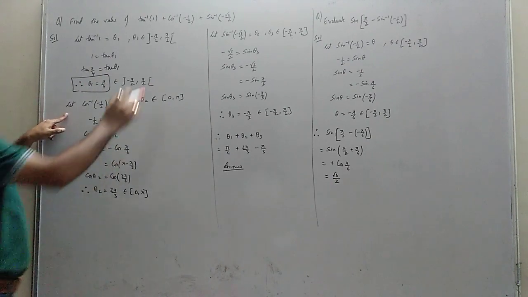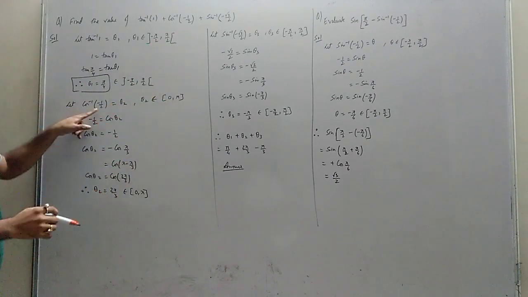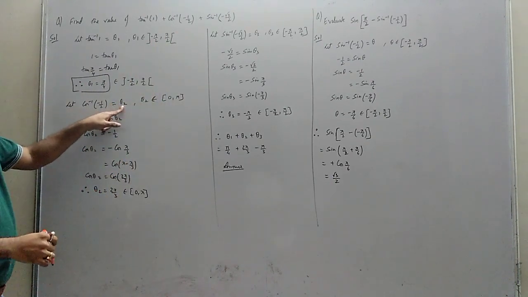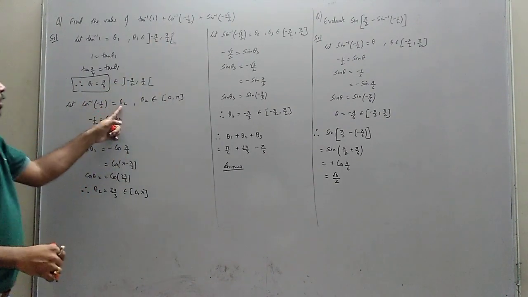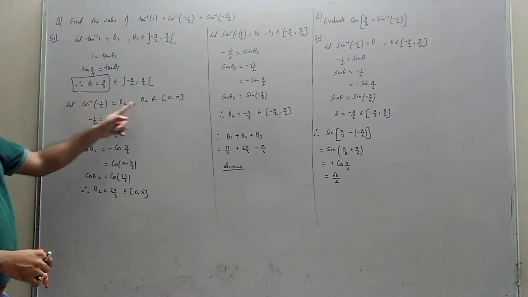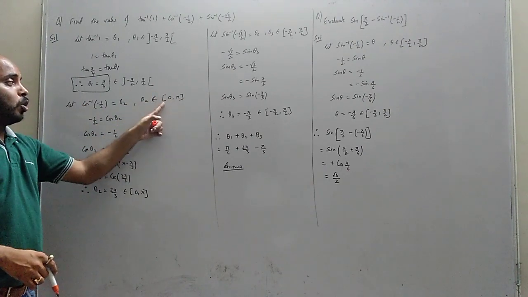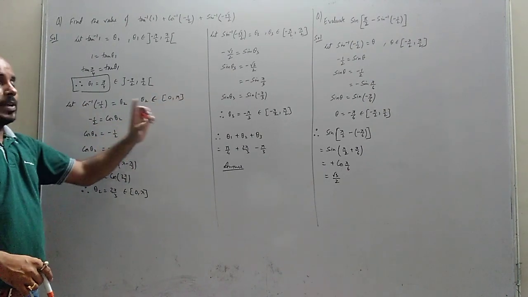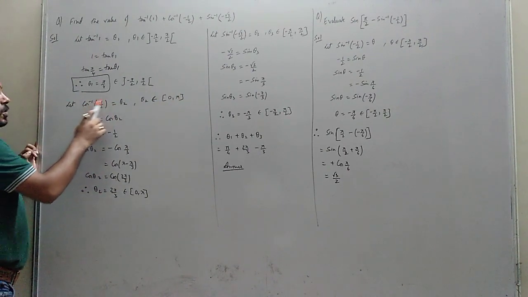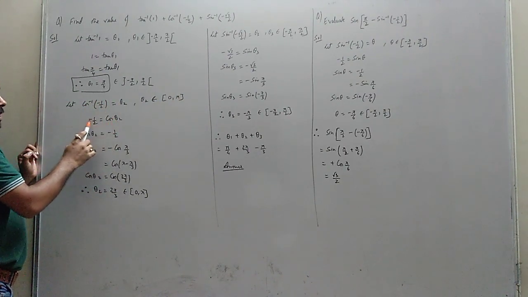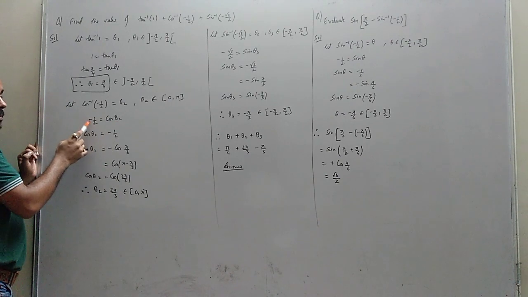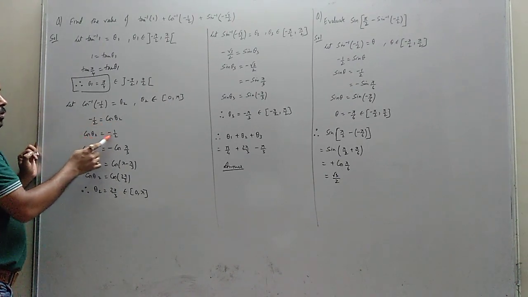Now let the second, cos inverse minus half, equal theta 2. I am taking the second term as theta 2. Now theta 2 is what? Cos inverse. Therefore theta 2 belongs to the range of cos inverse, 0 to pi. Okay. Now cos inverse will go that side, cos theta 2 equals minus half. So what I am doing, I am writing it in reverse order.